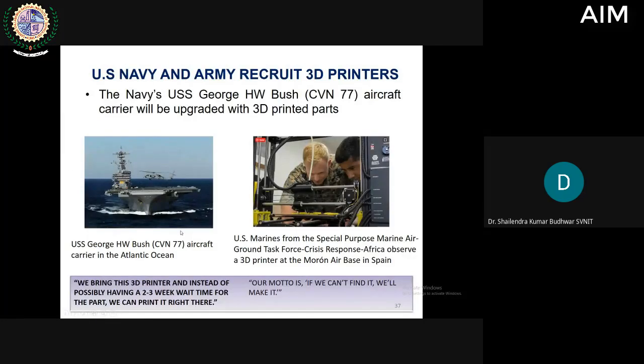US Navy and Army recruit 3D printer. You know that in naval ships, sometimes some inventory may be required for maintenance purpose, and it is not possible to keep all types of spare components at the ship. Therefore, now the US Navy and Army use 3D printers. They keep the 3D CAD model of all the inventory parts, and whenever there is a requirement, that type of part can be fabricated easily by using 3D printer.